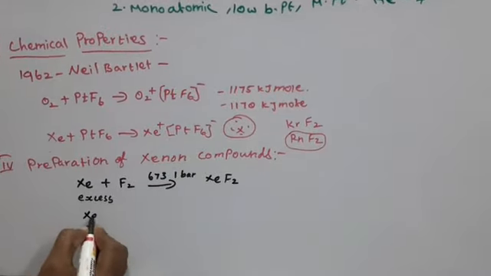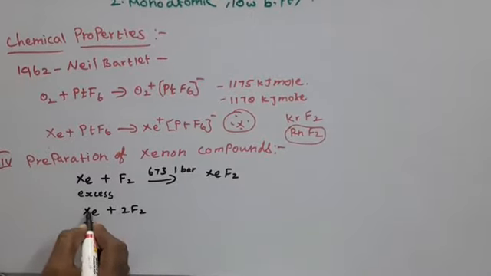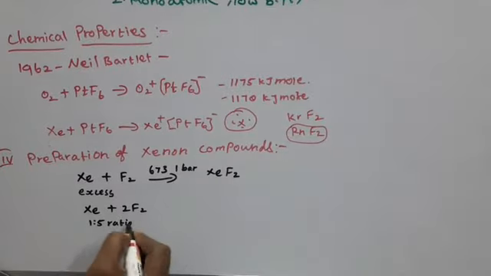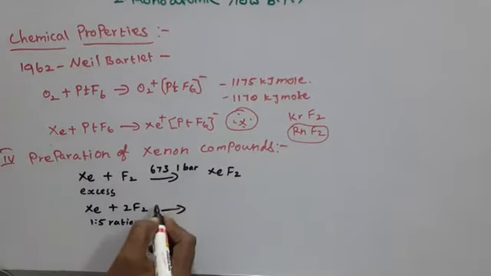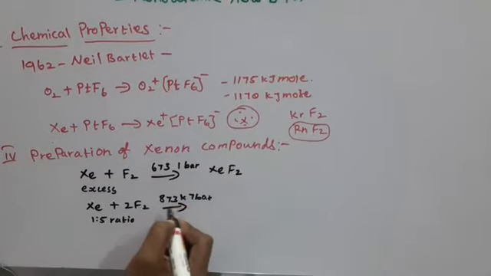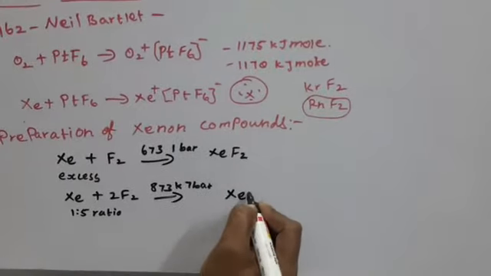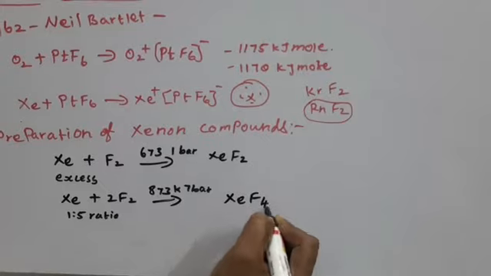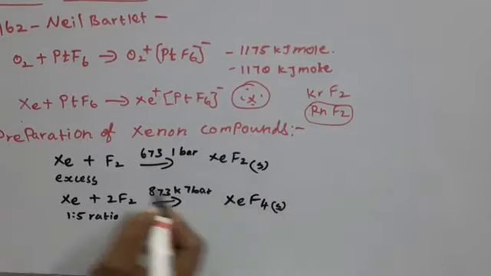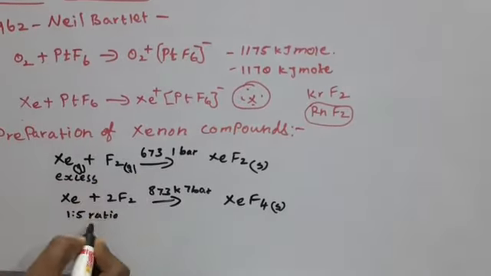Then the same xenon reacts with fluorine in a 1:5 ratio, at the experimental conditions of 873 Kelvin and 7 bar pressure. What's the compound? Xenon hexafluoride. This is all solid form, whereas earlier it was a gaseous form.